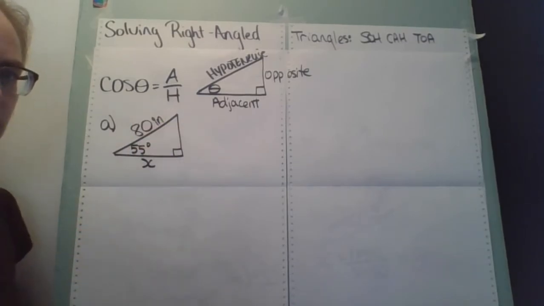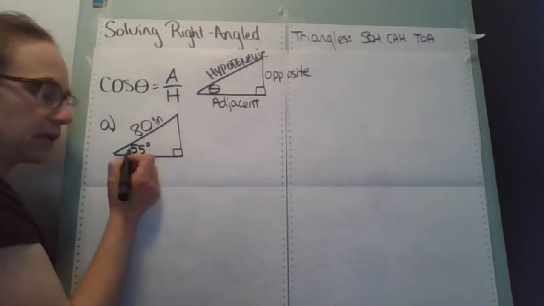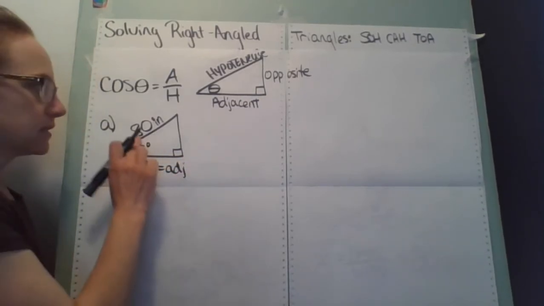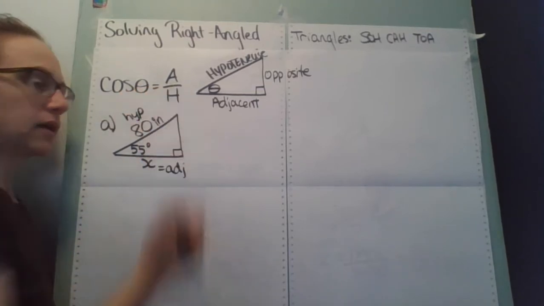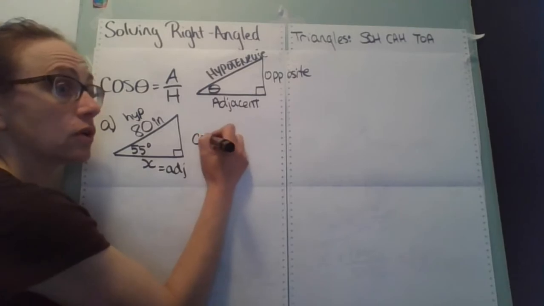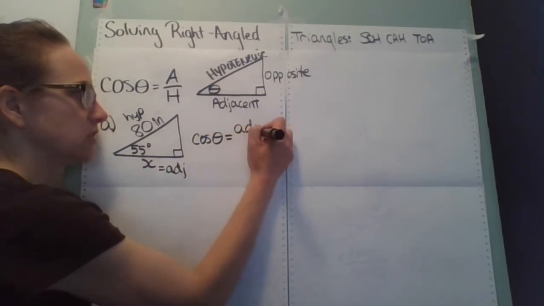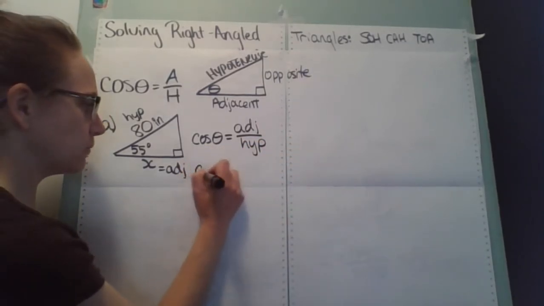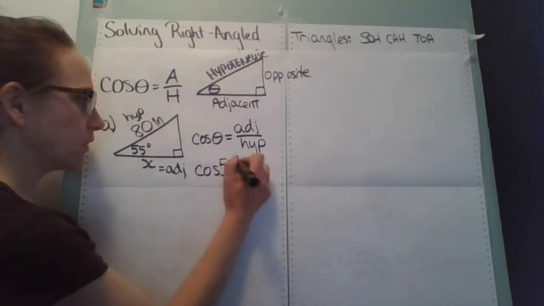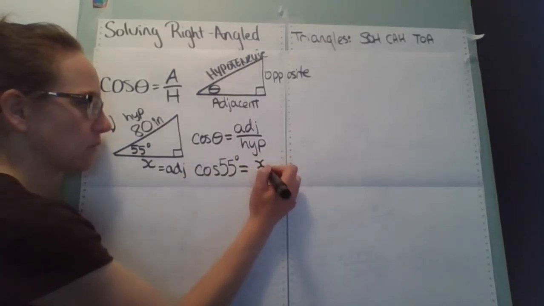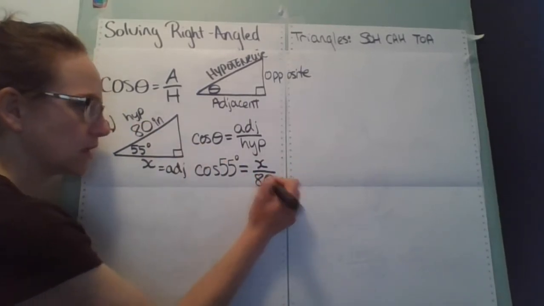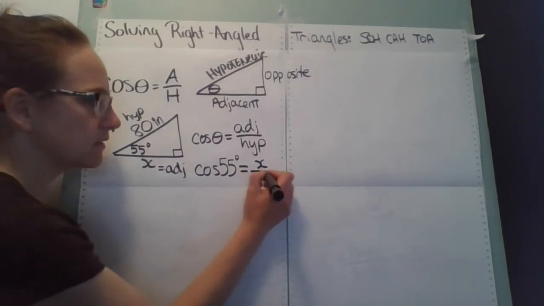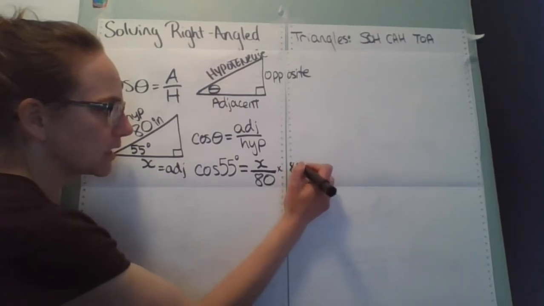I'm picking this side because I want to use my cosine. Okay, so here's my angle of interest, which means this is my adjacent side. This is my longest side, which means it's my hypotenuse. So let's use cos of the angle is adjacent over hypotenuse. And what's my information? Pop it in. So I've got a 55-degree angle. My adjacent is what I'm looking for, and my hypotenuse is 80. So this one's a nice straightforward rearranging. So instead of dividing, I'm going to multiply both sides by 80.